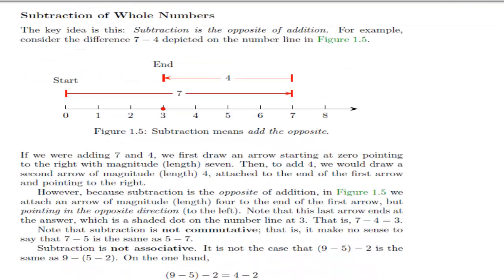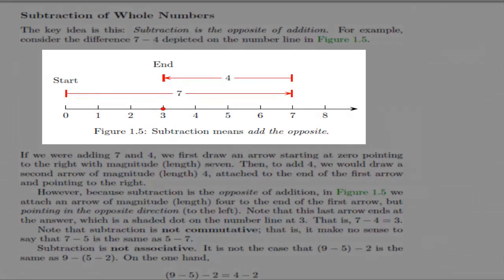Subtraction of whole numbers. The key idea is this. Subtraction is the opposite of addition. For example, consider the difference 7 minus 4 depicted on the number line in figure 1.5. If we are adding 7 and 4, we first draw an arrow starting at 0, pointing to the right with magnitude (length) 7. Then, to add 4, we would draw a second arrow of magnitude (length) 4, attached to the end of the first arrow and pointing to the right.